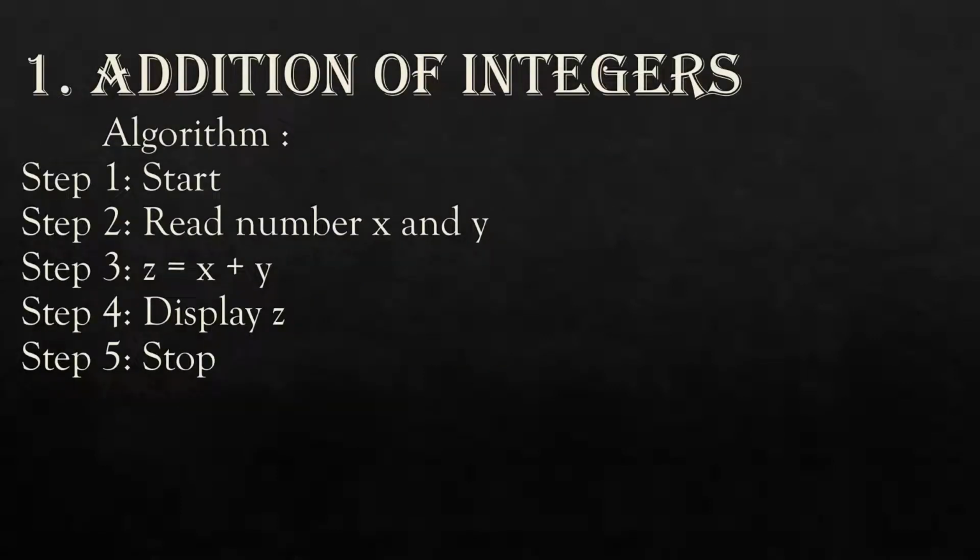So first is addition of integers. Let's see what we'll do under this. Suppose we take two integers, say x and y, then one can add both positive integers as x plus y, and the result is stored in the third integer, that is z.